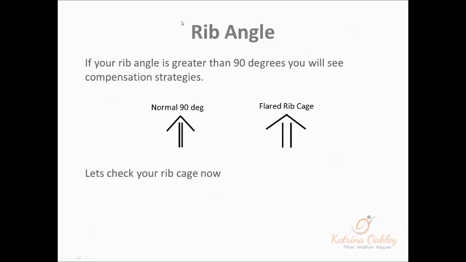So what tends to happen is if your rib angle is greater than 90 degrees, you'll start to see some compensation strategies come in. So mainly this is a lack of core or a lack of core balance in the muscles. So we've got our rectus abdominis, our oblique muscles, internal and external, and our TVAs. And often they can cause a lack of balance in those muscles and how they fire.